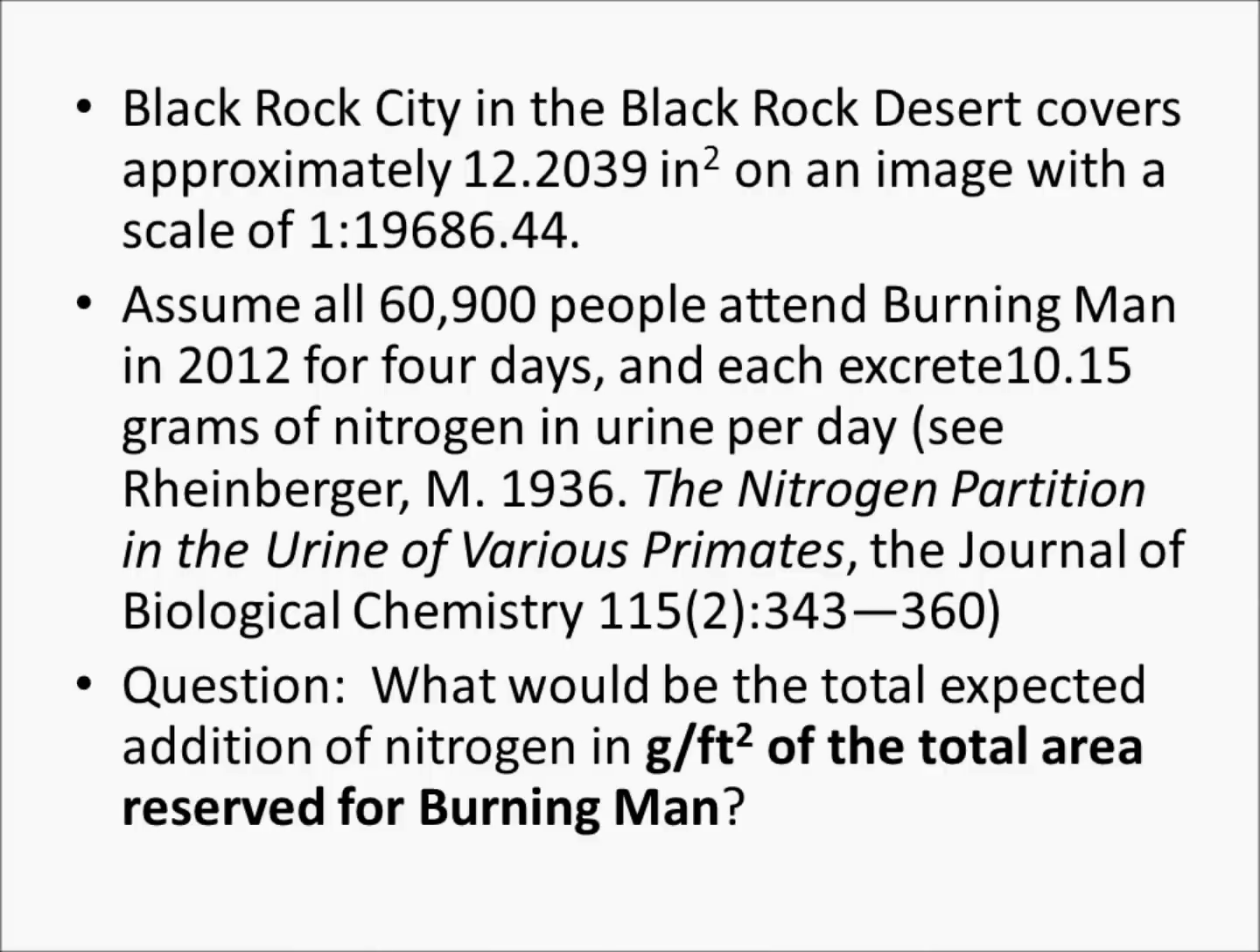So the focal point of Burning Man is Black Rock City, and in this image that you just saw, it covers about 12.2039 inches squared on an image that has a scale of 1 to 19,686.44. What the scale means is that 1 unit of anything, whether it's a foot, an inch, a meter, on the map is equal to 19,686.44 units of the same thing on the ground.